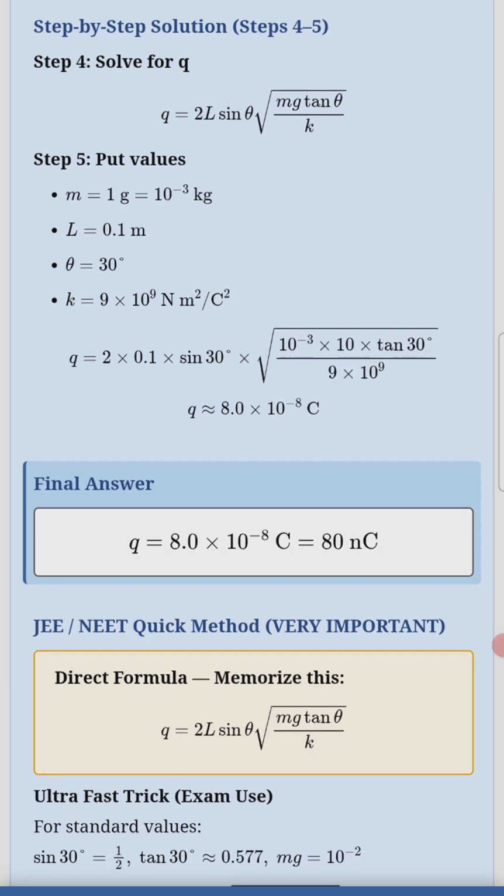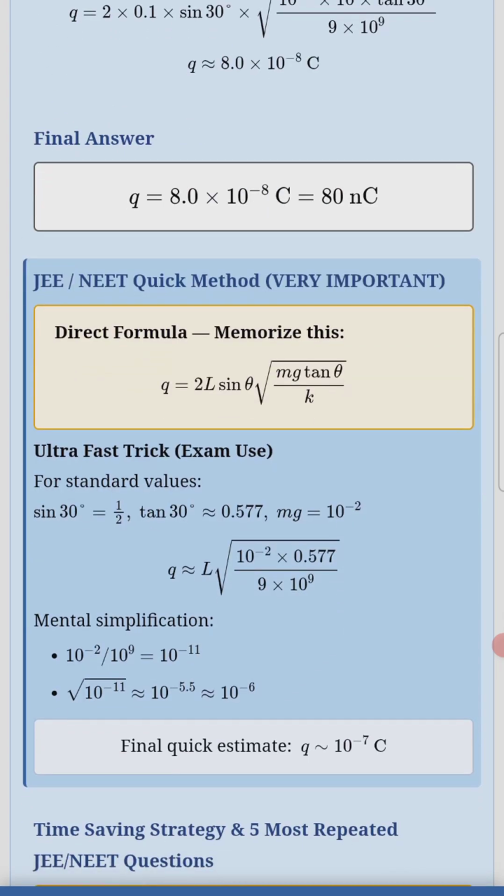Final answer. q equals 8.0 times 10 to the power minus 8 coulombs, which is the same as 80 nanocoulombs. This is the charge each sphere must carry to remain in equilibrium at an angle of 30 degrees. Note that both spheres carry identical charges, so the answer applies to each one equally.